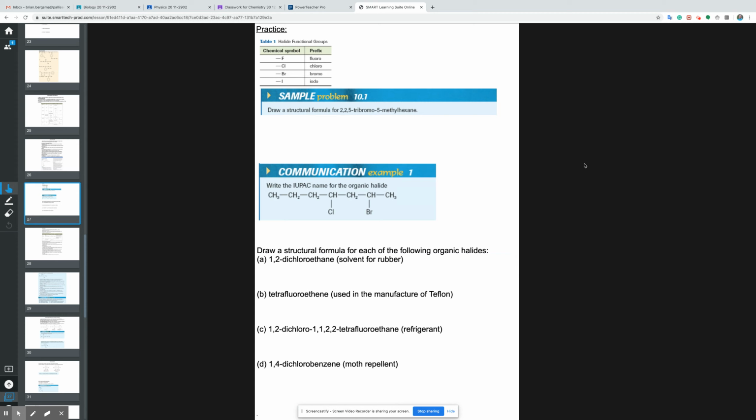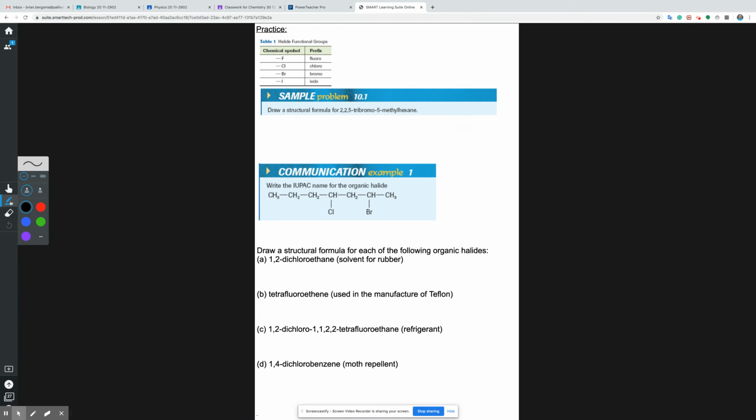Okay, so some practice with these. Draw the structural formula. So again, when we're drawing them, start with your chain. We always look over here: what is our parent chain? So it's hexane. We're going to start with a 6-carbon chain. 1, 2, 3, 4, 5, 6. So we have our 6-carbon chain. Now we can fill it in.